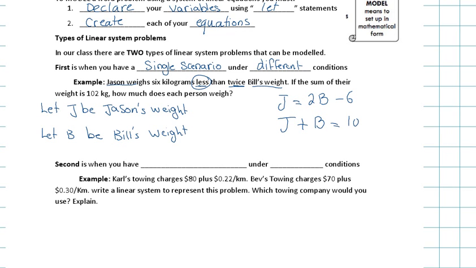Now, do you see that I have two equations? Do you see that each equation has J and B in it? Yeah. Good. This is my linear system. Okay? Now, at this point, we're going to stop right here. But in later lessons, we're going to be solving. So not only are we going to make the equations, we're also going to have to solve for it.